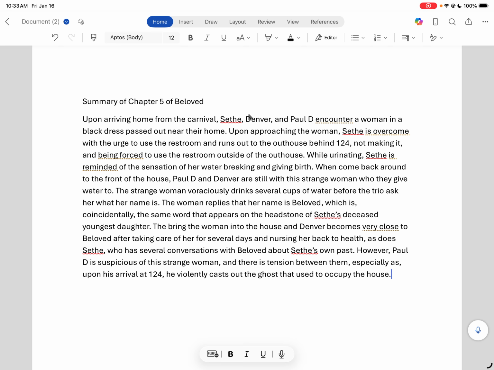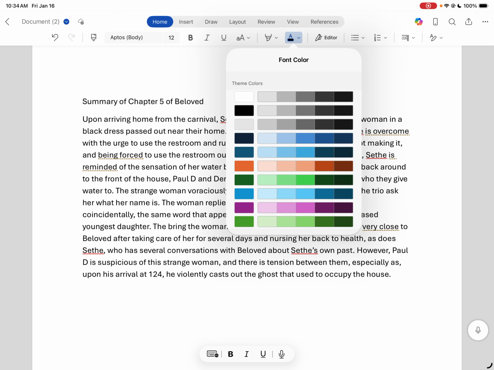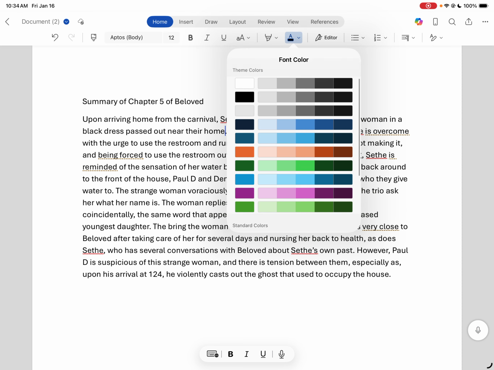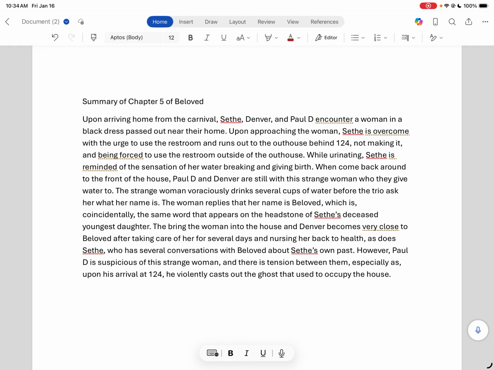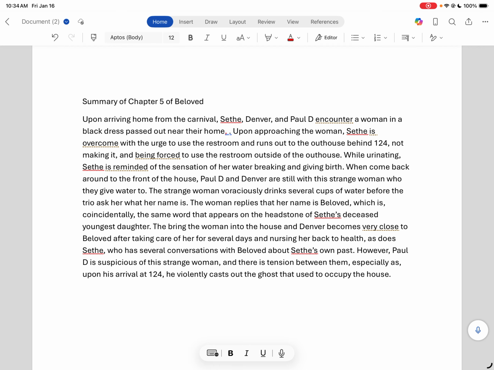Okay, so I have, upon arriving home from the carnival, Setha, Denver and Paul D encounter a woman in a black dress passed out near their home. What I'm going to do here is add in a little bit of analysis, and anything that I add, I'm going to put in a different color. Let me just add it in red. So anything in red is going to be my analysis.